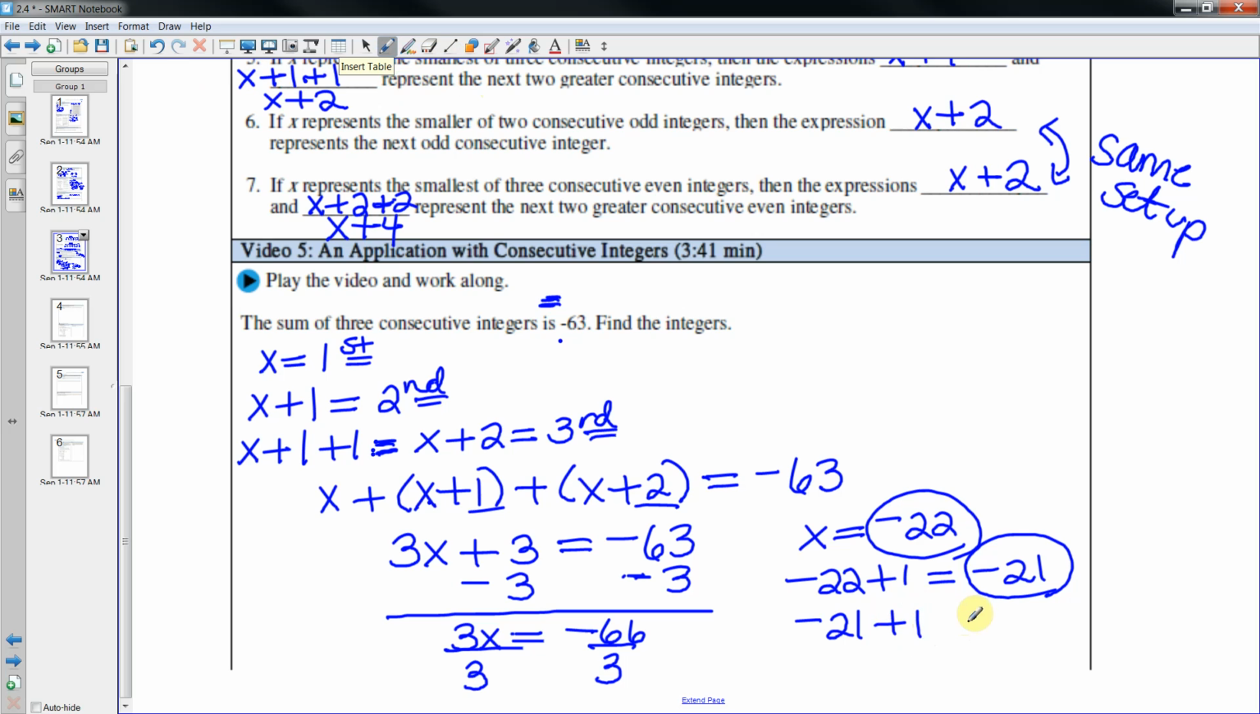-21 plus 1 equals -20. Now, remember these three were supposed to add up to -63, so you can always go back and check. Did -21, -20, and -22 add up to -63? I checked them before I did this video, and they work.